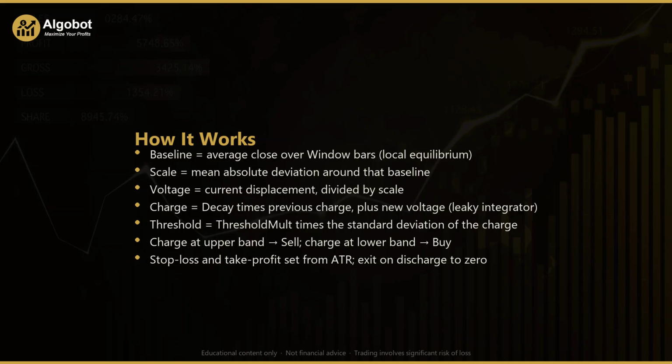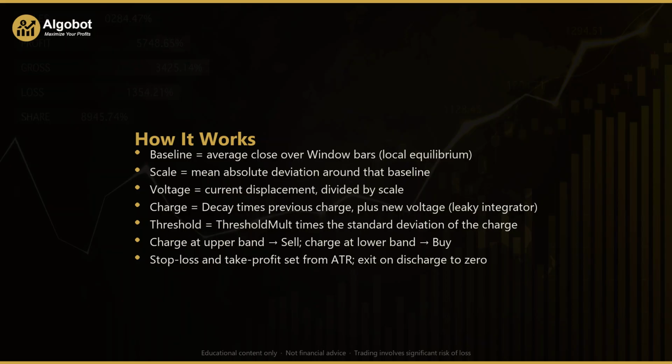Fifth, the strategy builds a self-calibrating threshold. It takes the standard deviation of the charge itself over the charge window, 100 bars by default, and multiplies it by the threshold multiple, which is 2. Because the threshold comes from the charge's own recent volatility, there are no fixed levels. It adapts to each symbol and time frame automatically.